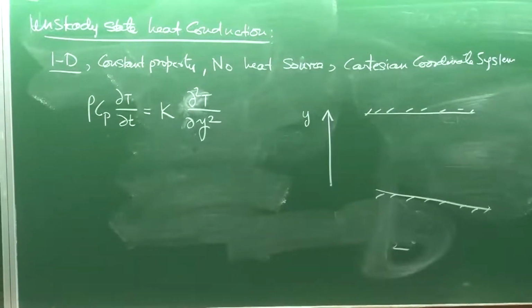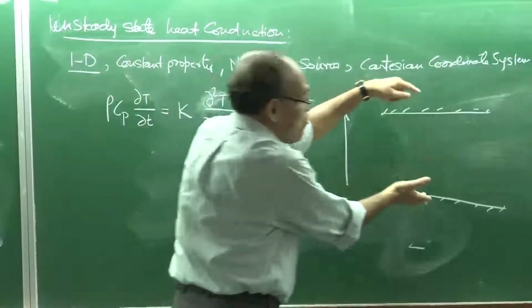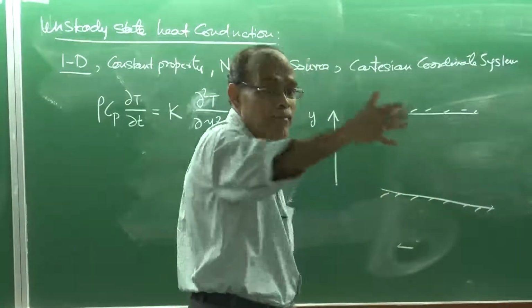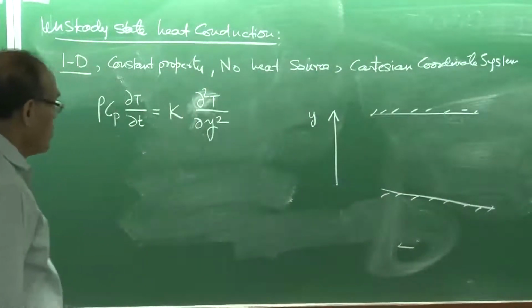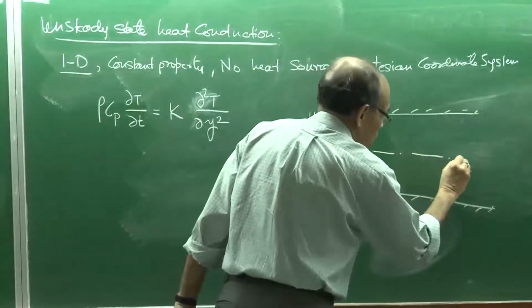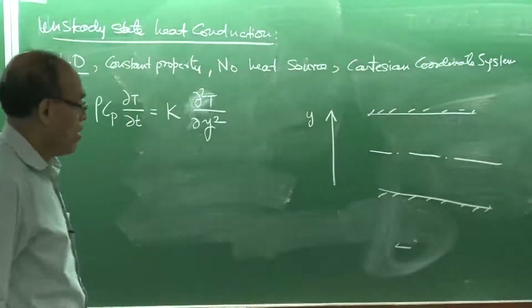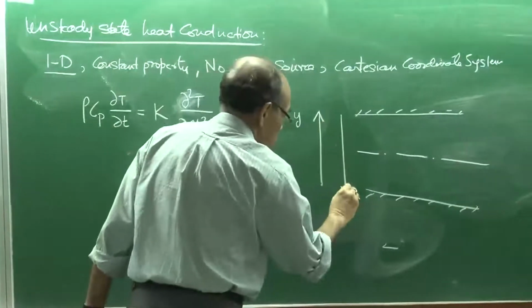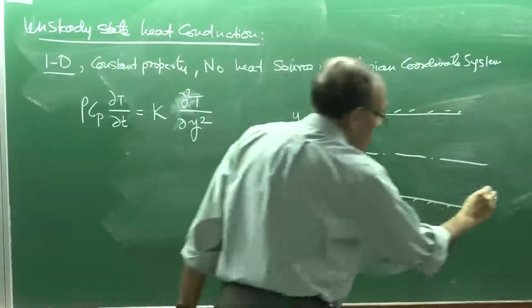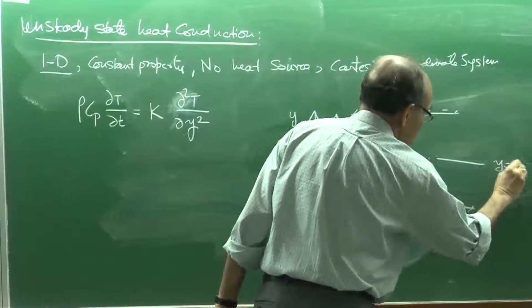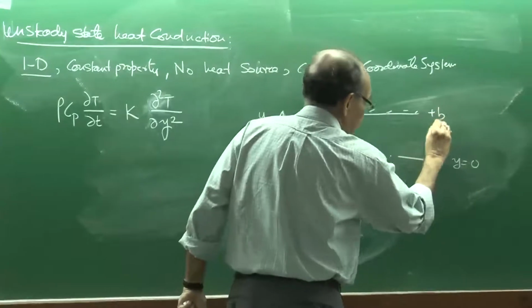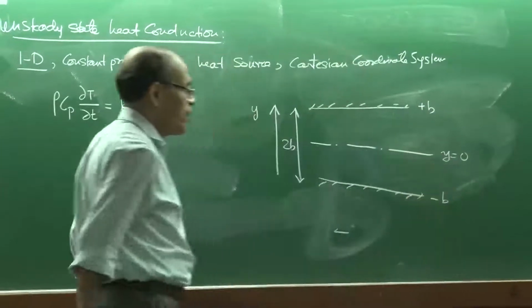So, what I am saying is that this slab, this is the slab geometry, one dimensional, which is infinite in this way and which is infinite in the direction perpendicular to the board. Now, this has, as I would like to cast it, a width of 2b, and if this represents y is equal to 0, then obviously this surface represents plus b and this surface represents minus b.